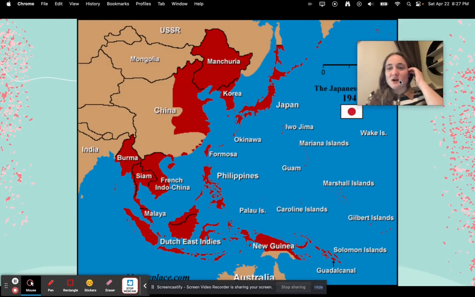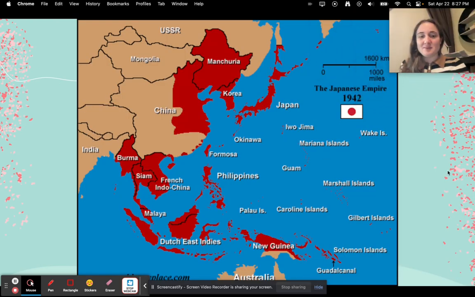All right, so what this comes to is called the Sino-Japanese War, and by 1942, Japan is at its highest expansion of its empire. So you can see here, everything in red is under Japanese control. You can see up here Manchuria, parts of Russia, into China, down here Indochina, and the Philippines and all these little islands. So they got a lot of land.